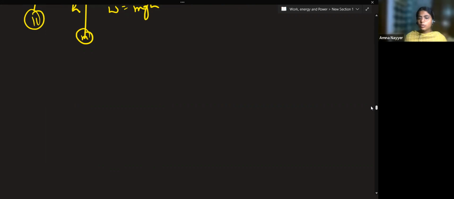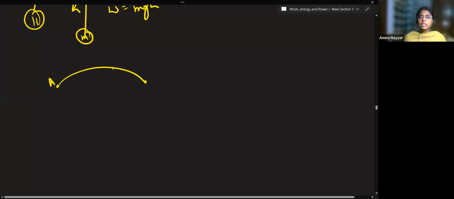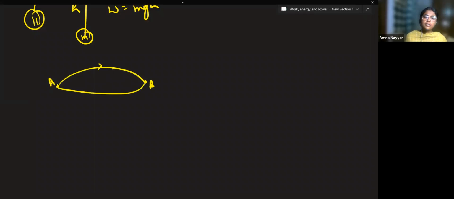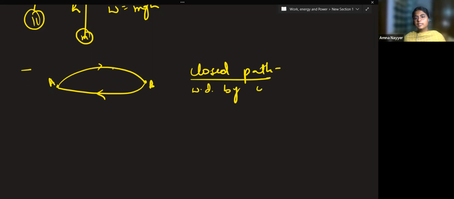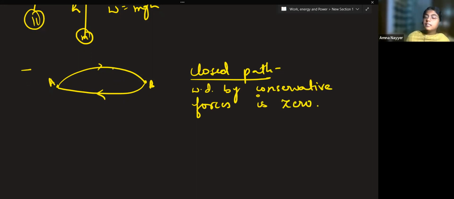But if you have a closed path, let's say point A is the initial point, point B has been covered, then back to point A. This means closed path. If closed path is there, then work done by conservative forces is 0. Why is it 0?